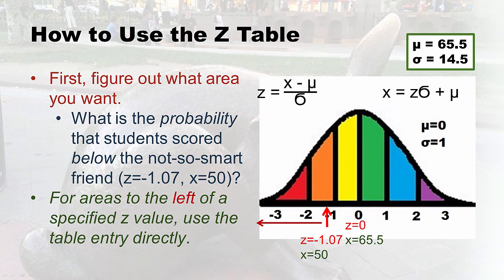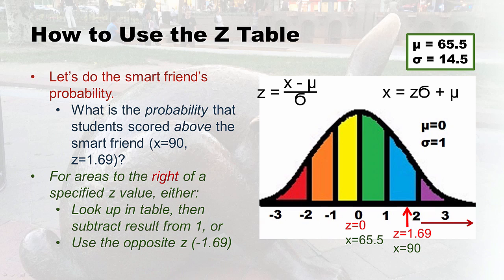Okay, here we are back at our slides. Look at that green part where it says for areas to the left of a specified z-value, which is what we're doing with the not so smart friend, use the table entry directly. So here was our table entry, 0.1423. We're just going to use that number that we found, and we're going to say the probability then is 14.23%. That kind of makes logical sense knowing the empirical rule.